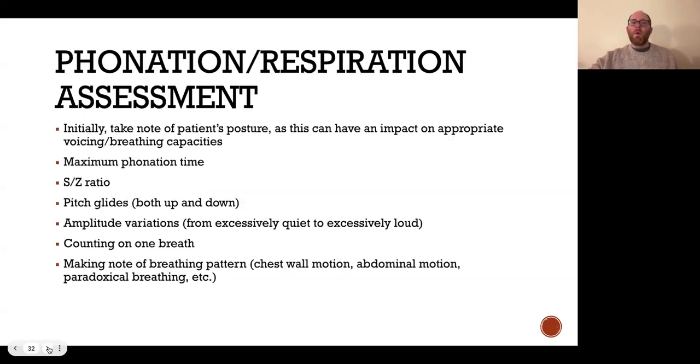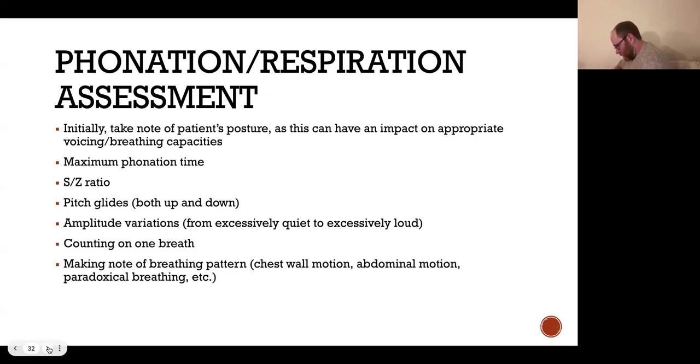All right. As far as the phonation and respiratory assessment, they are so highly intertwined that they are going to be evaluated together. You want to initially take note of your patient's posture because that can impact their voicing, their breathing, and it's something that you may want to intervene on in therapy. For example, I'm going to turn to the side. I hope you can see me again.